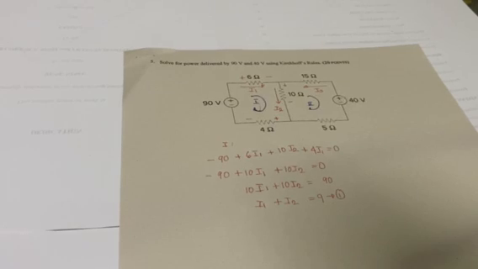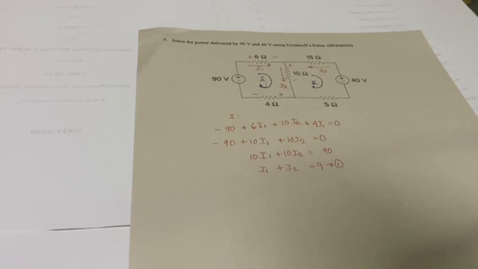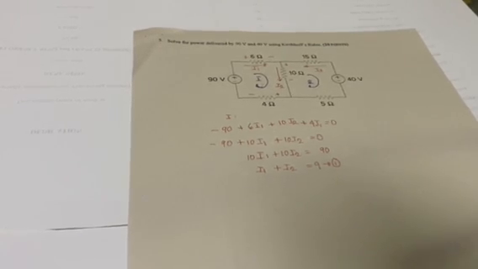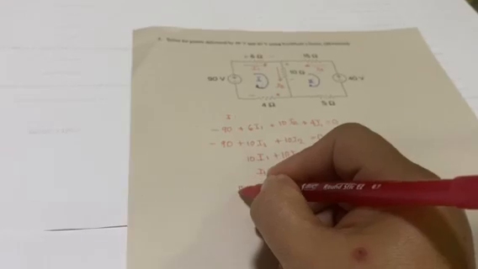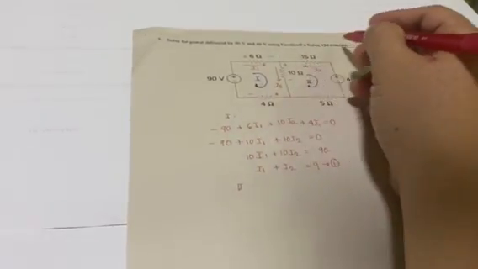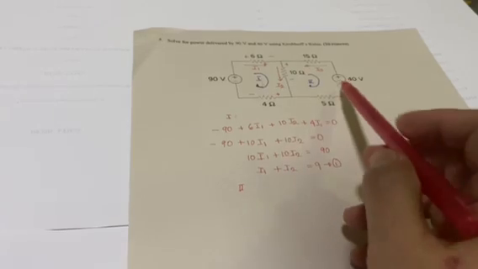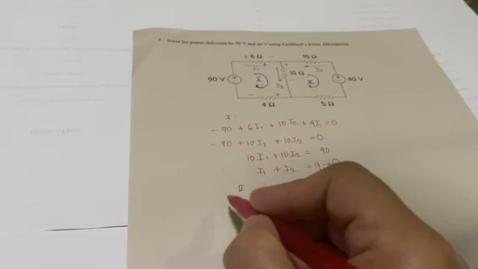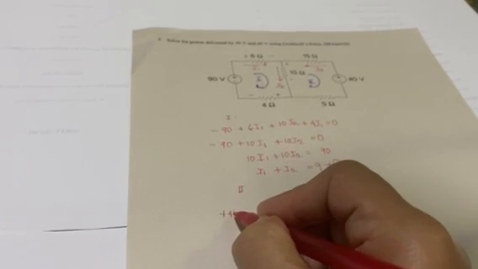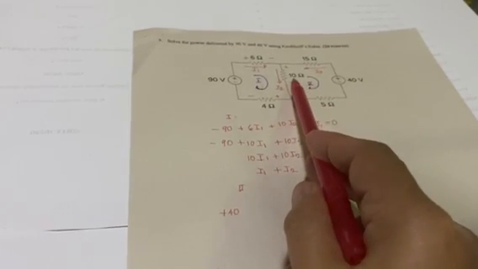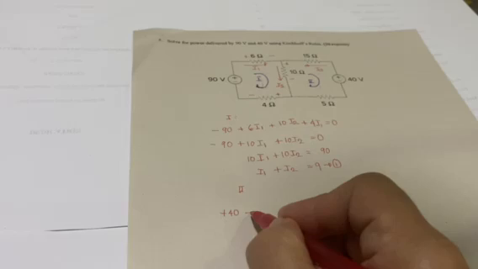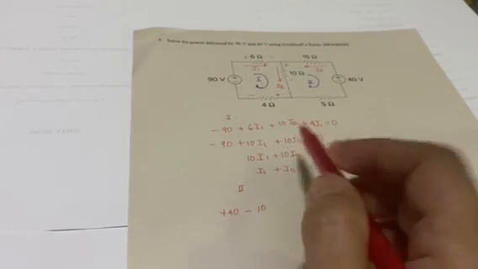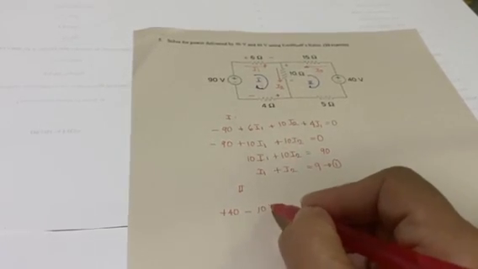Can you follow so far? Next, I do my KVL at loop number 2. This is the loop. Okay, so I start with the voltage source. Enters the positive. Then at this 10 ohms, this negative 10, the current that passes through is I2.